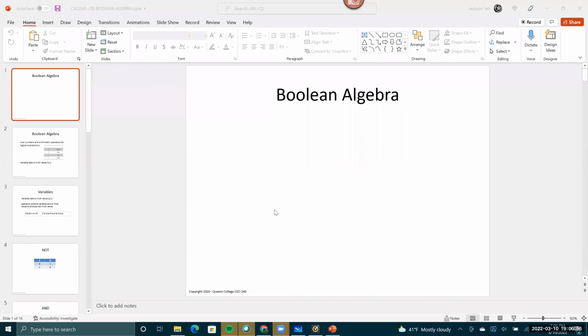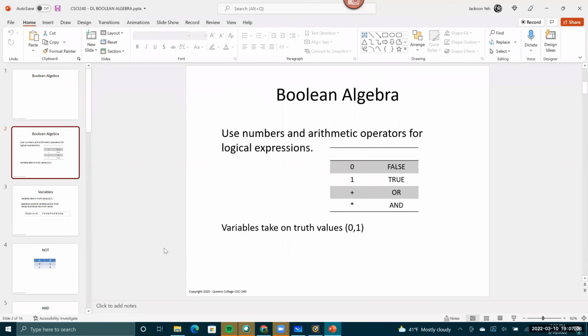All right, so Boolean algebra. Let's start with Boolean. It just means yes or no, 0 or 1, true or false. So why algebra? Let's look at it. Boolean algebra uses numbers and arithmetic operators for logical expressions. So the value 0 is false, 1 is true.